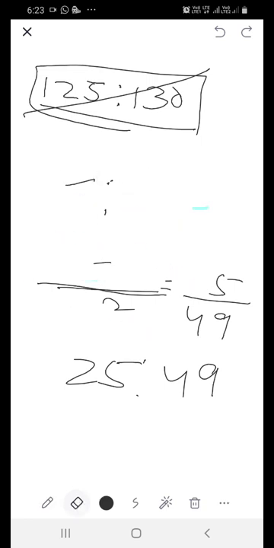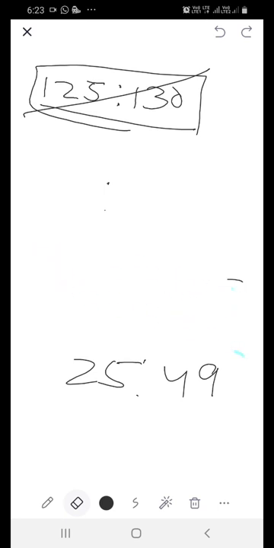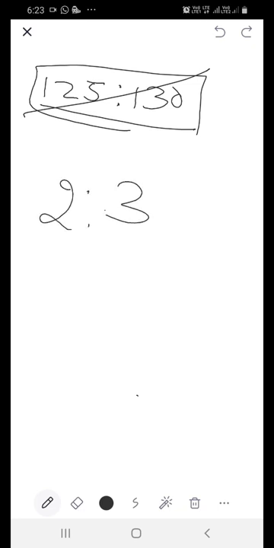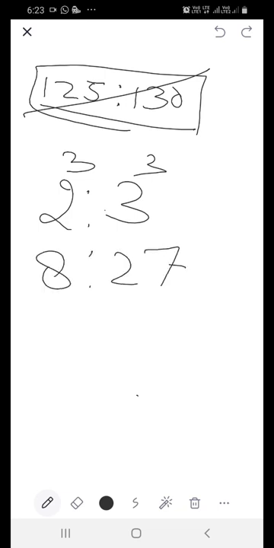Now if you are asked to find the triplicate ratio, suppose the ratio is 2 is to 3 and you are asked to find the triplicate ratio. Triplicate ratio means taking the cube of both the terms. So it will become 8 is to 27. So 8 is to 27 is the triplicate ratio of 2 is to 3.